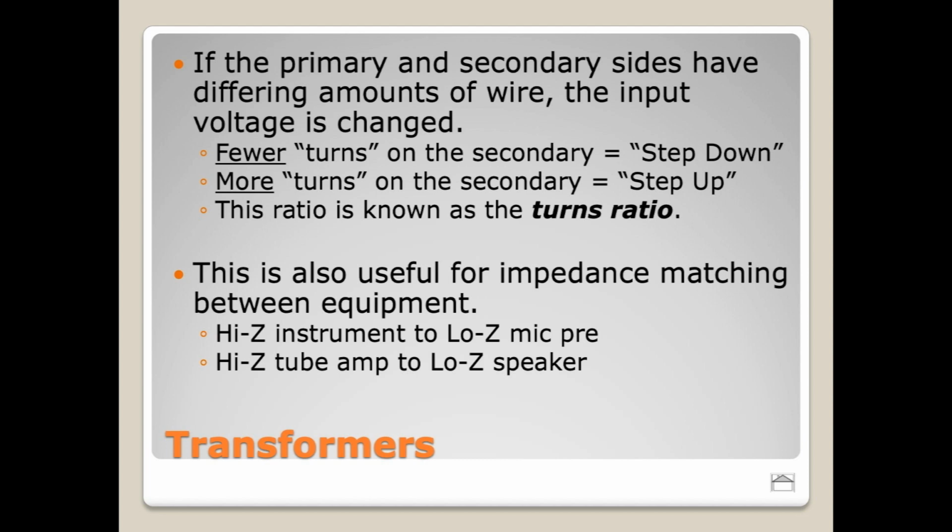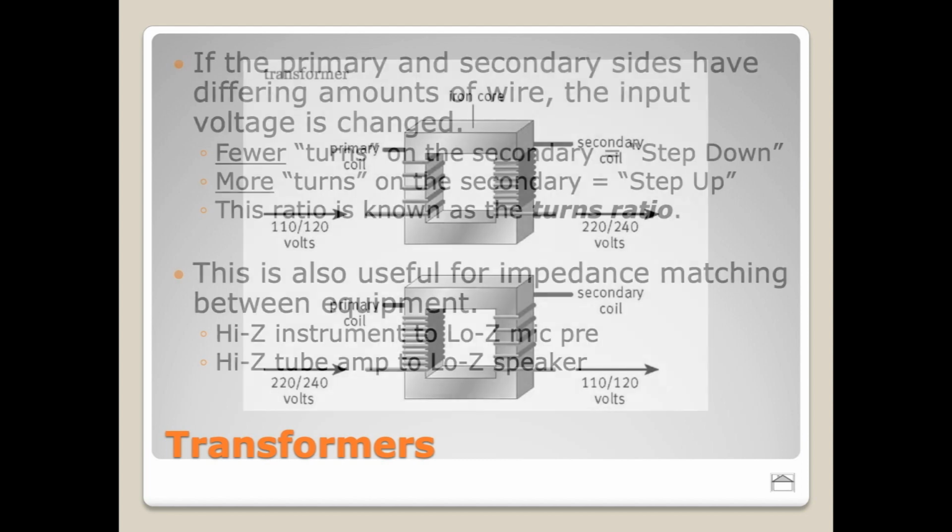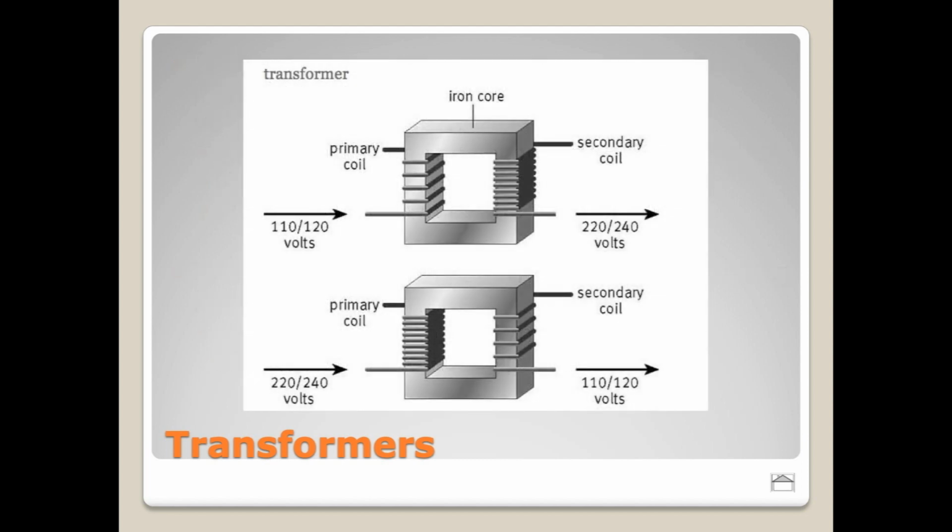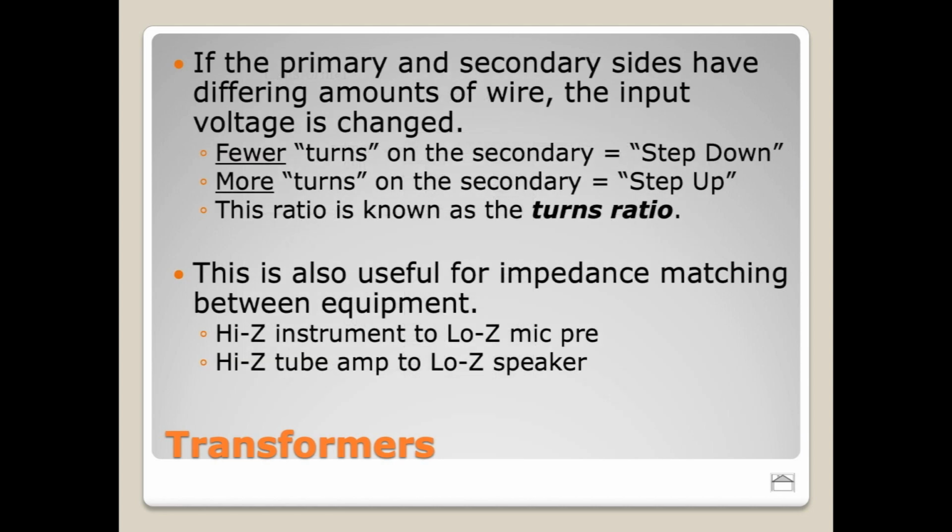So this is describing our turns ratio that we've discussed, right? If the primary and secondary sides have differing amounts of wire, which most often they do, the input voltage is changed. So fewer turns on the secondary means a step down, right? If we have more turns on the primary, fewer on the secondary, which is what we saw on the bottom here, right? This particular example has more turns here, fewer turns here. This is a step down transformer. And if we do vice versa, that would be a step up transformer, right?